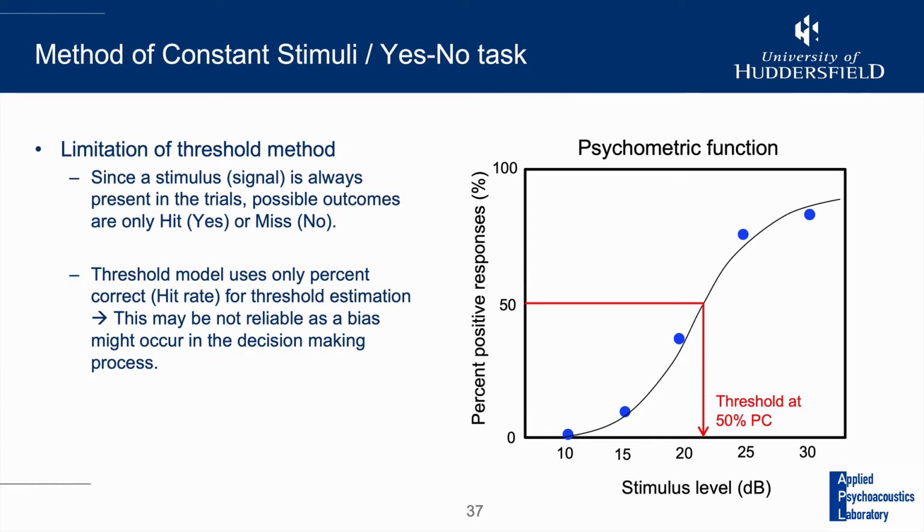But this kind of classical method based on the threshold theory has been claimed to have some limitations. Again, in the method of constant stimuli, a signal is always present in each trial, so the possible outcomes are only hit or miss. If the response is yes, then it's a hit, and if it's no, then it's a miss. Because the threshold model uses only percent correct, which is the hit rate, we don't know whether the result has been influenced by an internal bias or not.